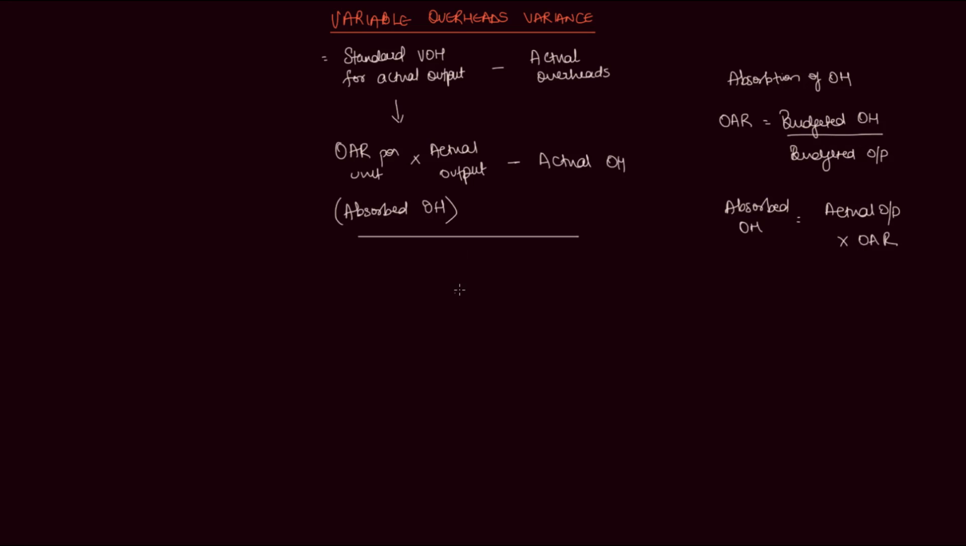Now coming to the breakup of variable overhead variance, it can be subdivided into two parts. The first is called the variable overhead expenditure variance, and the second is called variable overhead efficiency variance. Let's understand these concepts and also the formula for these variances.